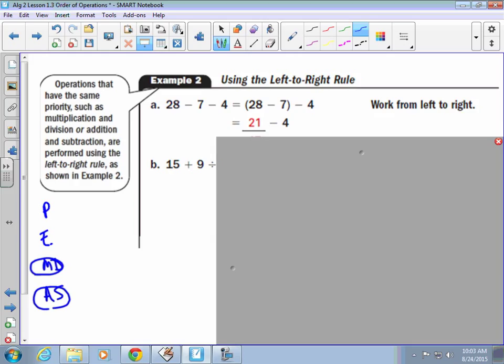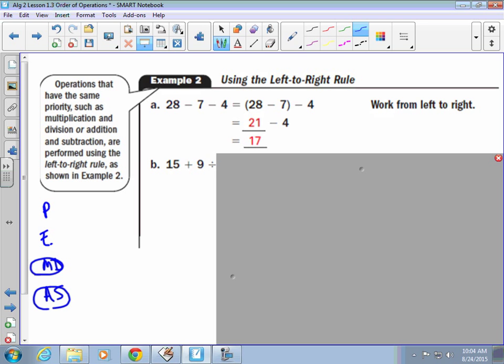Like if we look at A, it says 28 minus 7 minus 4 is equal to, and then it shows you the steps. That's minus for both of them. So you would do 28 minus 7, get 21, and then subtract 21 minus 4 and get 17. That's just using the left to right rule.